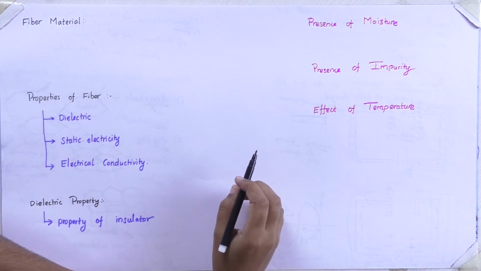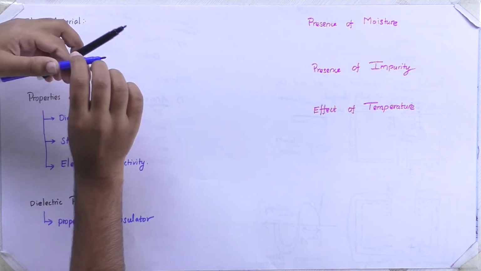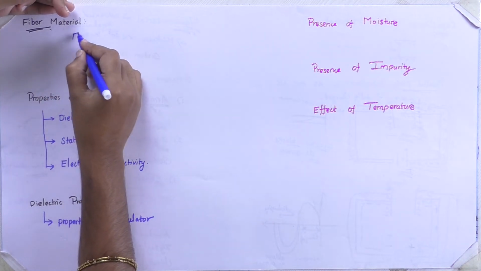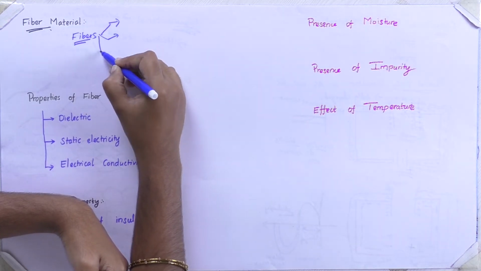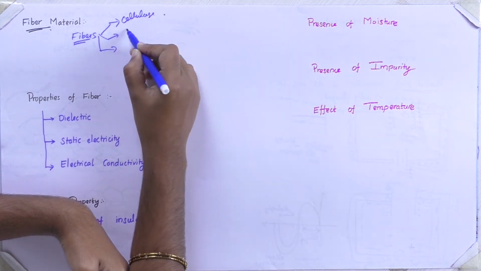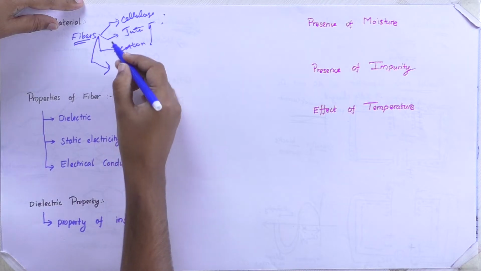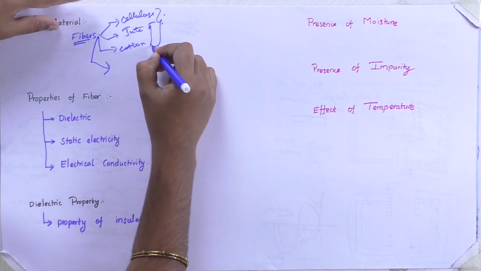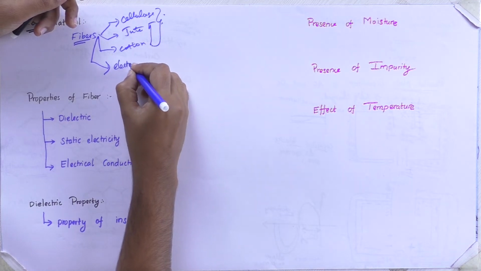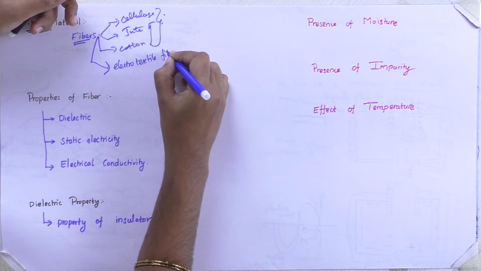Next topic is the electrical property of a fiber material. First of all, what do we mean by a fiber material? In simple terms, there are different types of fibers. Based on the application towards fashion or textile, we classify them as cellulose, jute, cotton. Cotton comes under cellulose fibers. These may also include the electro-textile fibers, so we need to know their electrical properties.